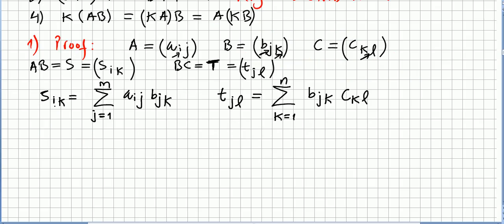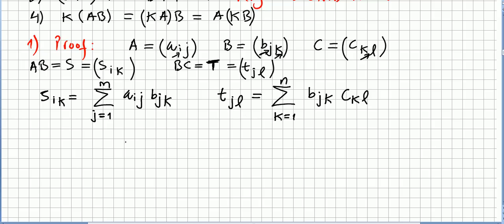So Siq will be the sum from j=1 to m of Aij times Bjk. And Tjl will be the sum from 1 to n. I'm going to use m for this one and n for that one, because they don't have to be the same. Tjl will be the sum from k=1 to n of Bjk times Ckl.